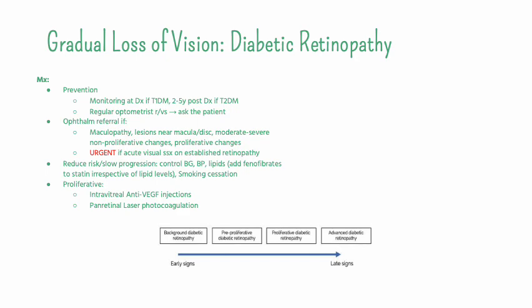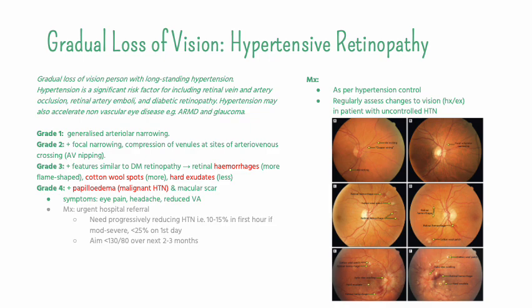An urgent referral is required if acute visual signs and symptoms are present on established retinopathy. You'd also want to reduce the risk and slow the progression by controlling the blood glucose levels, monitoring blood pressure and lipids, and advising smoking cessation in patients who do smoke. Regarding proliferative diabetic retinopathy, these would be under consideration for anti-VEGF injections and laser photocoagulation, and this will be done by the ophthalmologist.